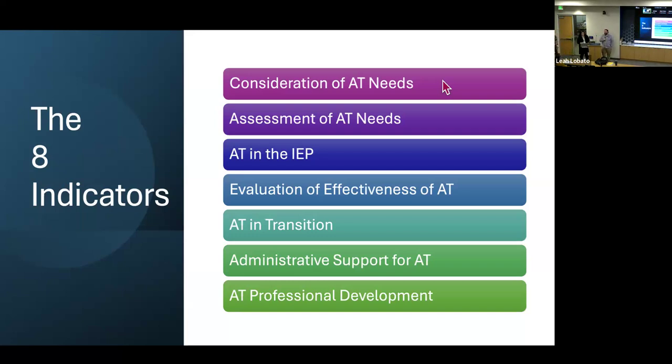Back of the room, you guys got it. If you got glasses, you're good. If you're old like me and you don't have glasses because you're too proud to go in, then I'll auditorily give you all the information. So these are the 8 indicators for assistive technology services. Number 1 is the consideration of AT needs.